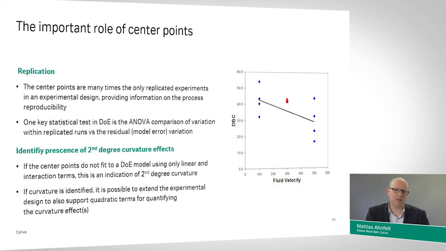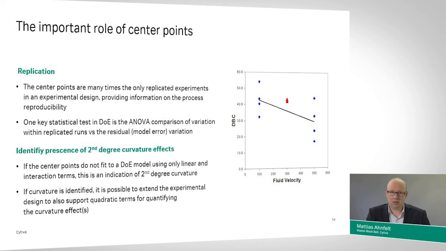The second reason for including center points is that by having those, we can identify if we have a second degree curvature in our process or not. So this is different from interaction effects. This is talking about if we have a plateau or a maximum or a minimum in our investigated process space. So if we have center points and we employ a DoE, an experimental design that only supports the linear model without quadratics, we can see if that's enough or not. If the center points are well described by a linear model, then we know for a fact that we do not have a curvature behavior in our process.